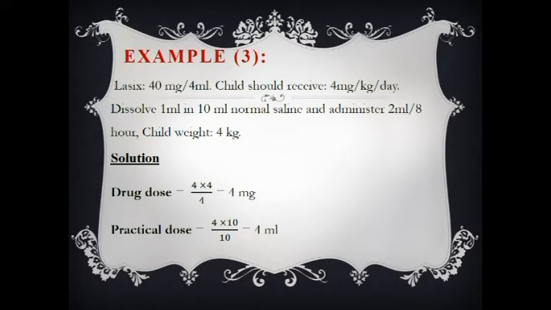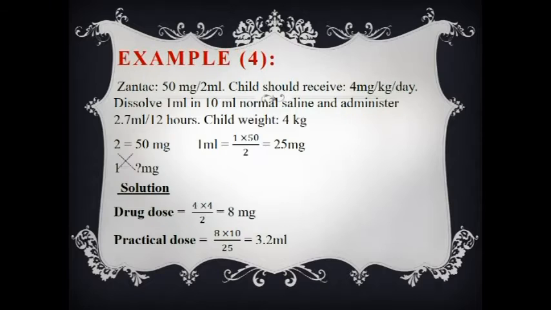Third example is Lasix, 40 milligrams dissolved in 4 ml. The child should receive 4 mg per kg per day. Dissolve 1 ml in 10 ml normal saline and administer 2 ml per 8 hours. The child weight is 4 kilograms. So the drug dose is 4 multiplied by 4 and divided by 4, that will equal 4 milligrams. Practical dose is 4 multiplied by 10 and divided by 10, that will equal 4 milliliters.